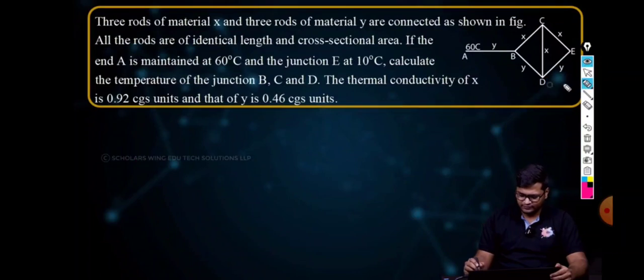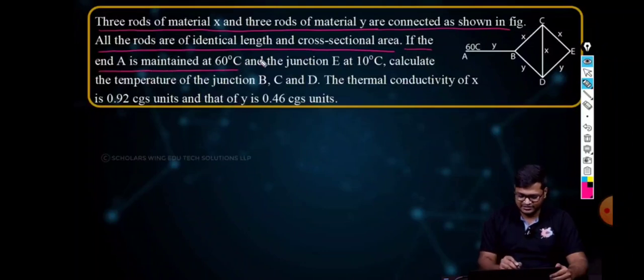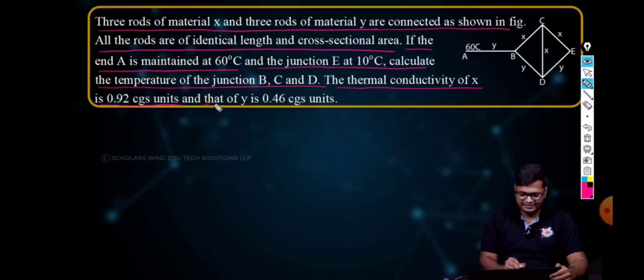Next question. 3 rods of material X and 3 rods of material Y are connected as shown in the figure. All the rods are of identical length and cross-sectional area. If the end A is maintained at 60 degrees Celsius and the junction E is at 10 degrees Celsius, calculate the temperature of the junctions B, C and D. The thermal conductivity of X is 0.92 CGS units and that of Y is 0.46 CGS units.